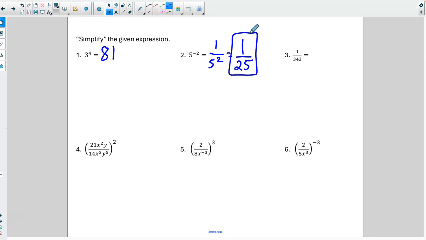Now 3, I know the answer says to simplify, but we're going to just write it in a different way. We're going to change how it looks. So instead of writing 1 over 343, what could I write that as? 1 over 7 to the what? To the 3rd. So that'd be a different way of writing that.